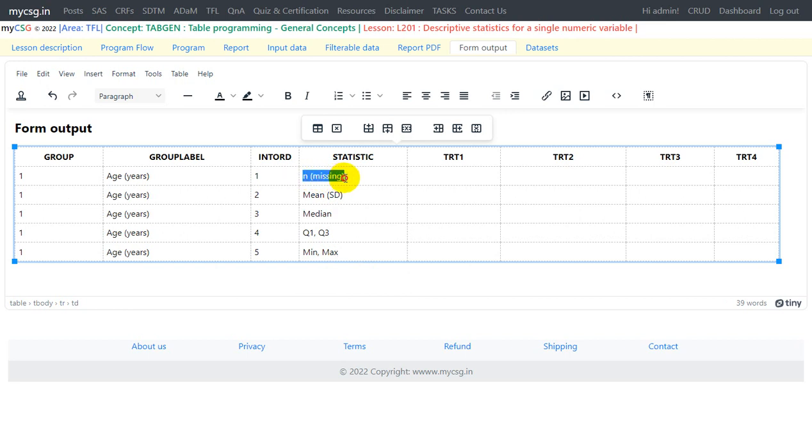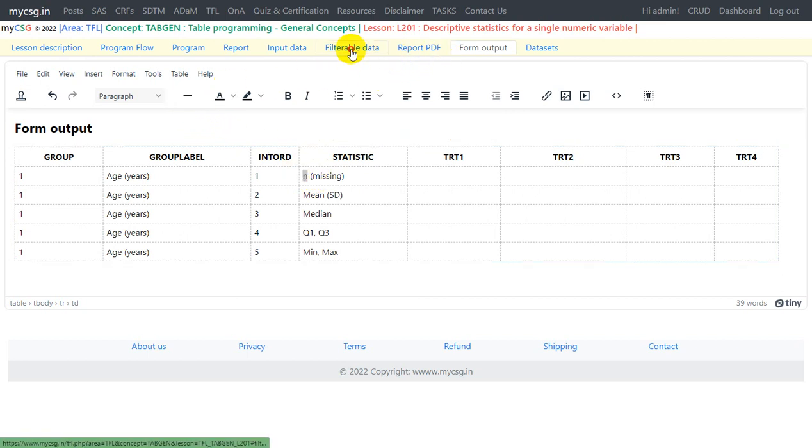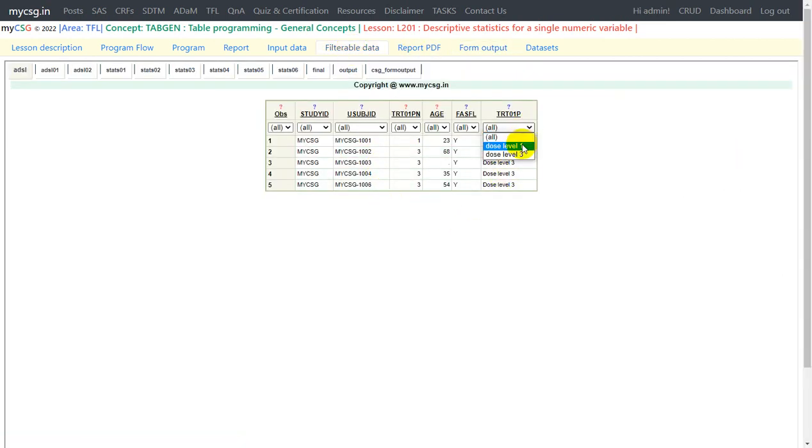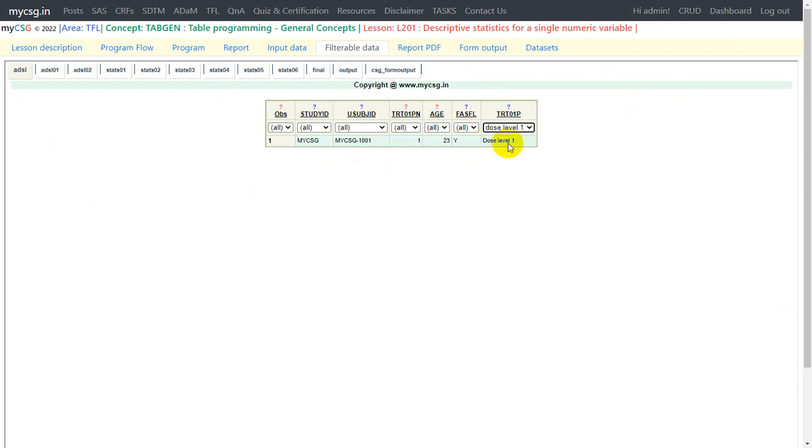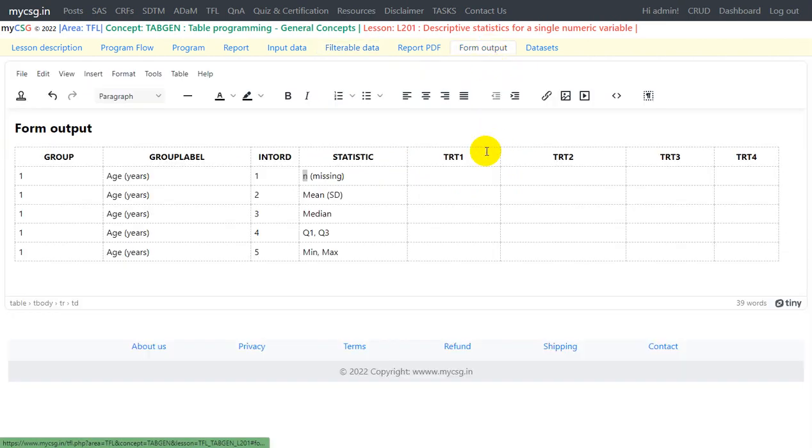So we'll go with N and missing for treatment 1 first. Treatment 1 here is nothing but our dose level 1. The N statistic is the number of subjects with available data for the age variable in that treatment. So for dose level 1, the number of subjects with non-missing data in the age variable. Let us go to our input data set and filter for dose level 1. We have one record with an age value, which means small n would be 1.